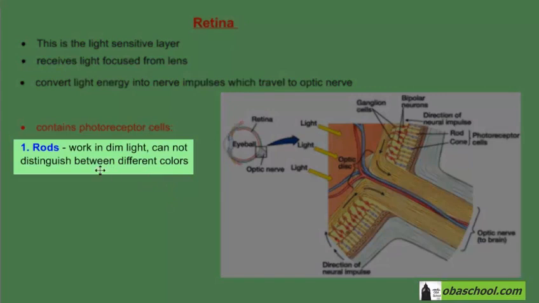So we have two types of these photoreceptor cells. We have rods, which work in dim light and cannot distinguish between different colors. So this is basically the night vision. So basically it is black and white night vision.